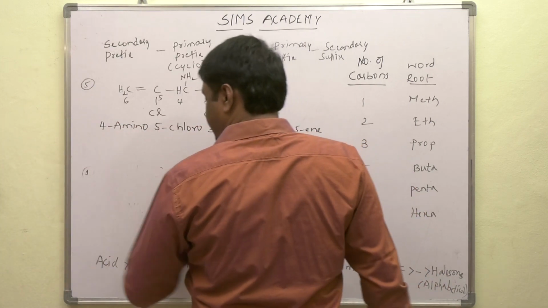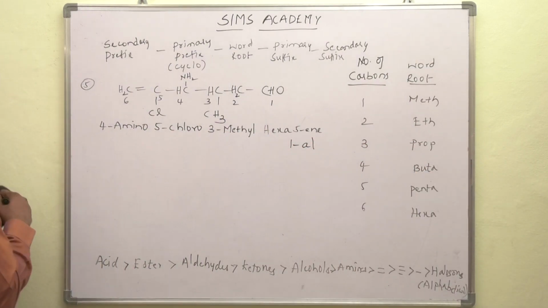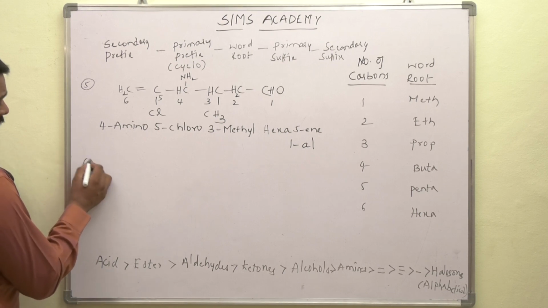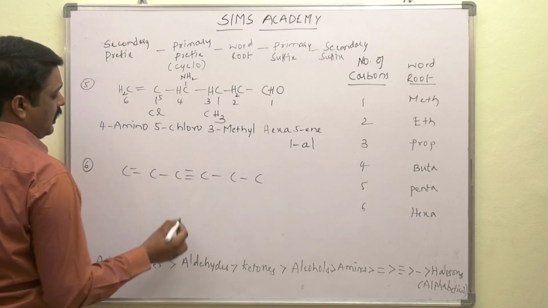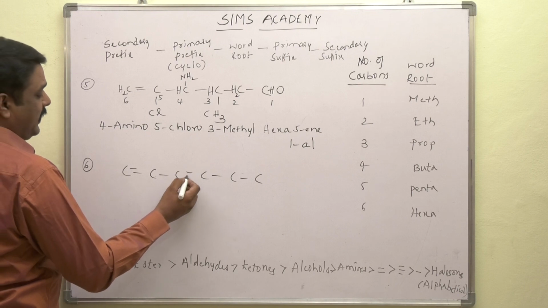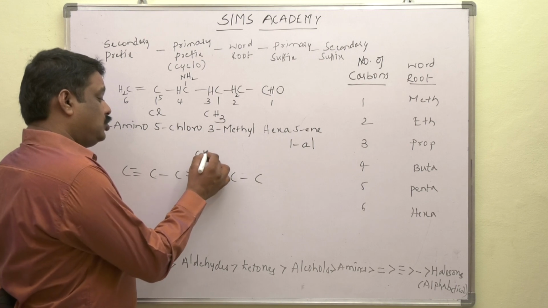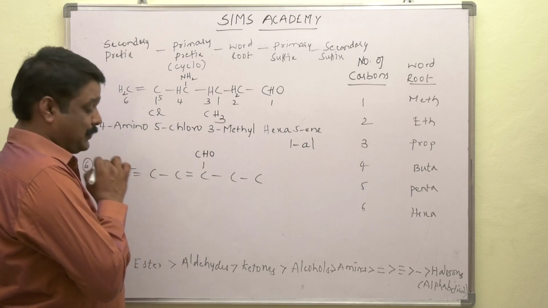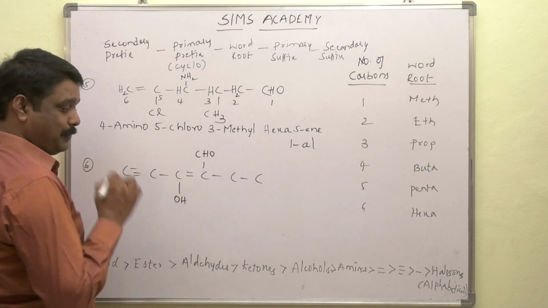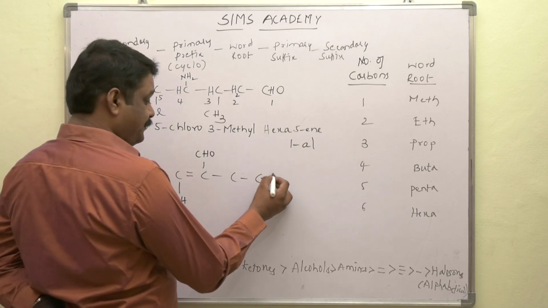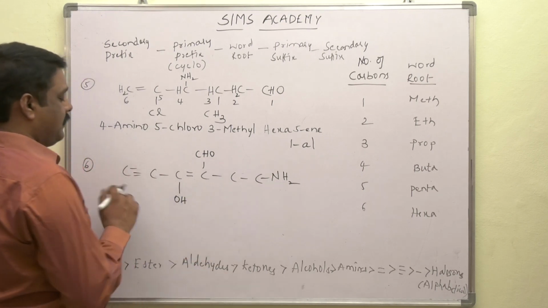Okay. Let us go on to the next one. Next one: carbon, carbon, carbon, carbon, carbon, carbon, double bond, triple bond. Why always triple bond in the middle? We'll give it at the end. CHO group. OH group. NH2 group. Let us fill with hydrogens.